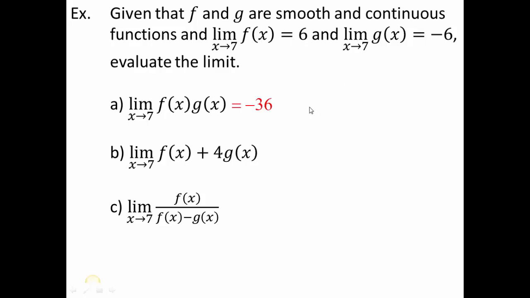Now that we know that we can do this, go ahead and pause here, play when you're ready for the last two. So on the next one, we're going to multiply g times 4 and then add f and g together. So we get -18. And the last one, we're going to subtract and divide, so we'll end up with 1/2. So for all of these smooth and continuous or well-behaved functions, they're pretty straightforward. Direct substitution gets the job done.